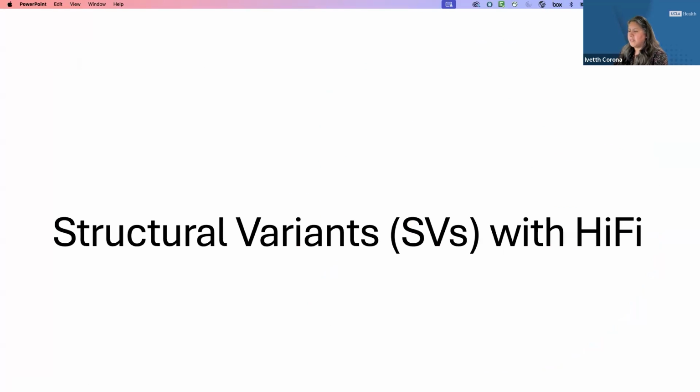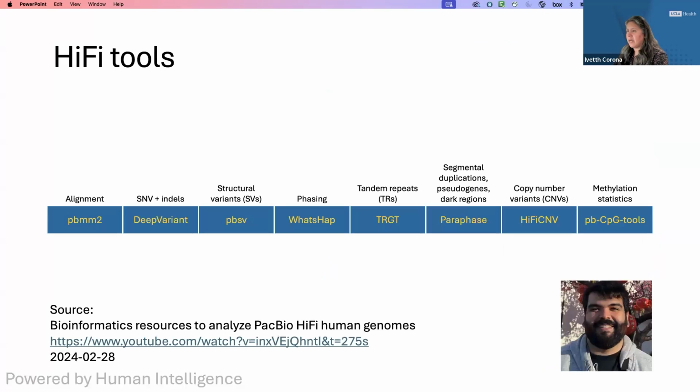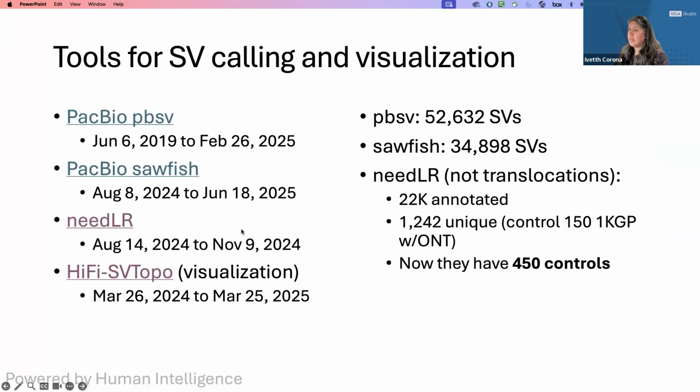And in the area of structural variants with HiFi, as I mentioned, we have this pipeline that for structural variants uses PBSV. It is available in GitHub. And then one of the problems we identified when we were trying to do analysis of the structural variants is that there is a large number of structural variants now called by PacBio.